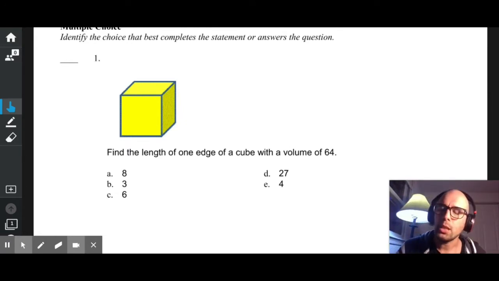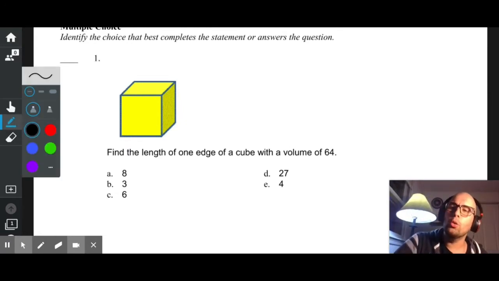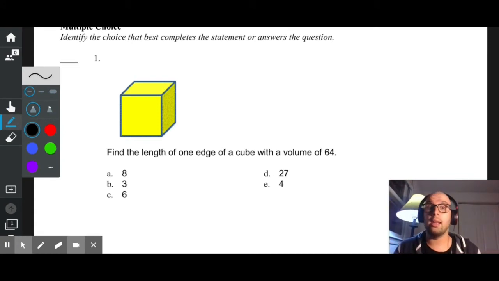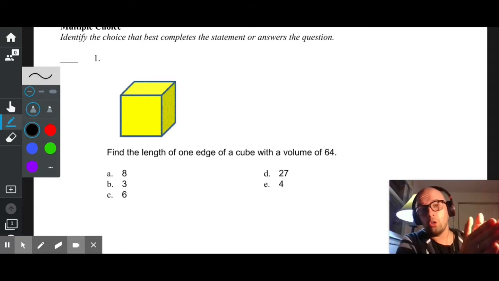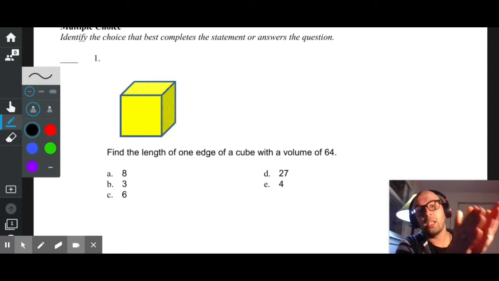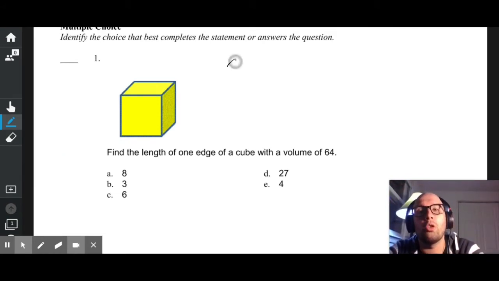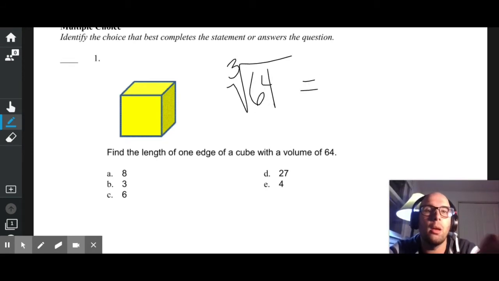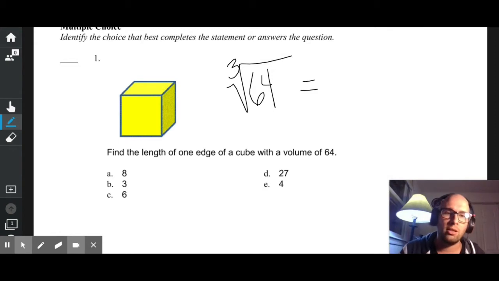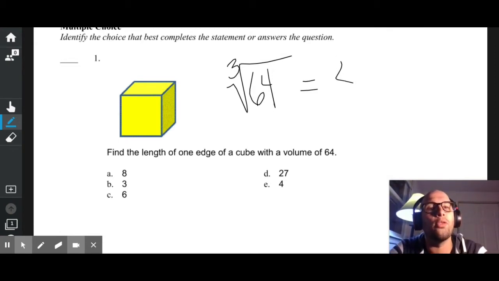Well, if I give you a side and ask you to find the volume, you'd cube the side. If I give you the volume and ask you to find the side, you do the exact opposite of cube, and the exact opposite of cube is cube root. So the cube root of 64: what times what times what is 64? 4 times 4 is 16, times 4 is 64.